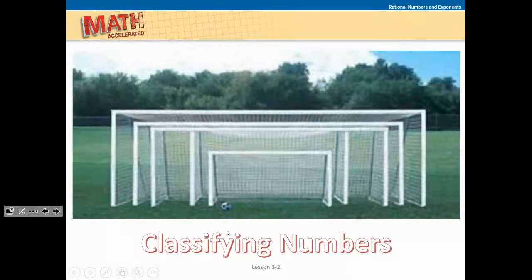Next. Classifying numbers, fun times. Who's a big soccer fan out there? I know I am. Here we go. I wish I had this many goals to score on in my backyard.